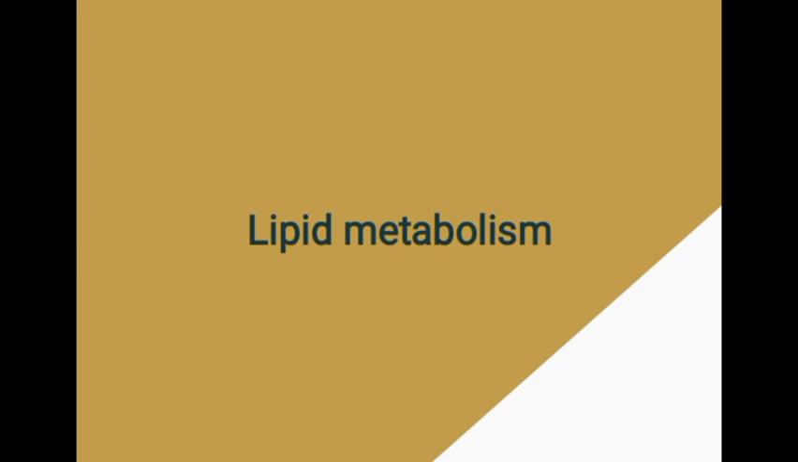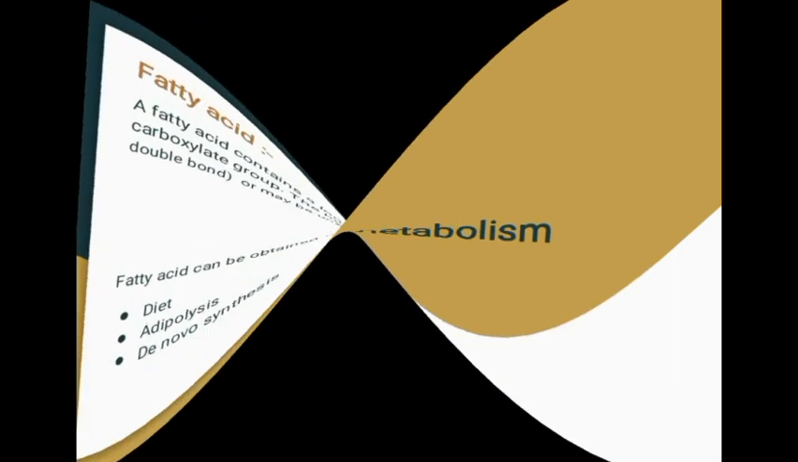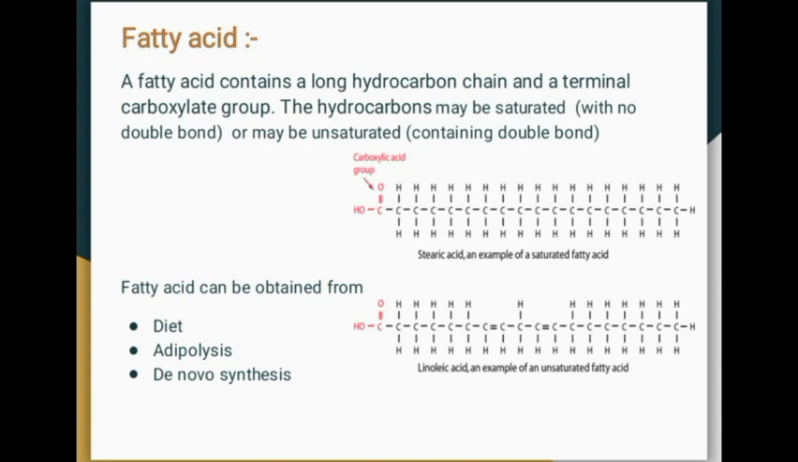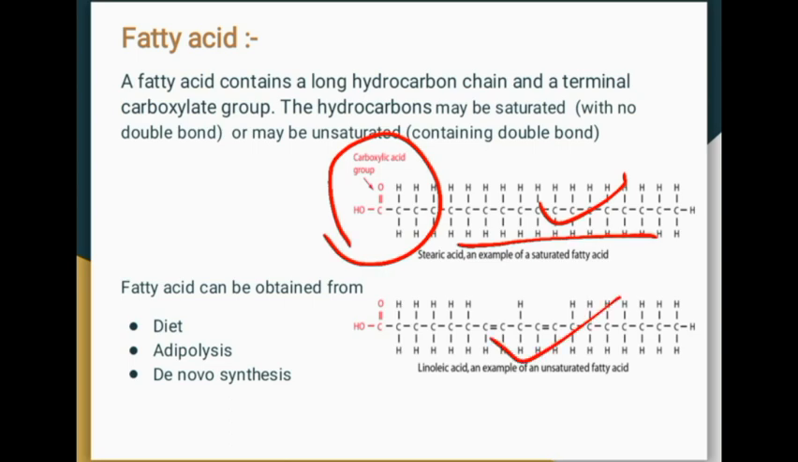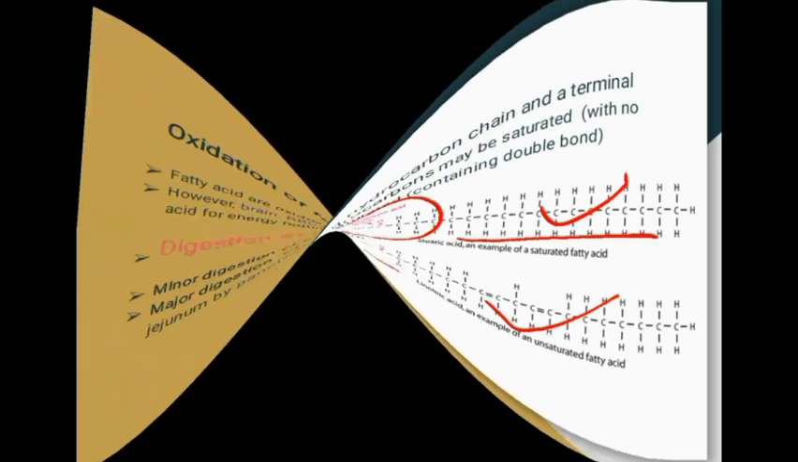Topic of presentation is lipid metabolism. Fatty acids are the derivatives of lipids. Fatty acids contain a long chain hydrocarbon, and on its terminal end a carboxyl group is attached. The hydrocarbons may be saturated with no double bond or unsaturated containing double bond. Fatty acids can be obtained from diet, lipolysis or de novo synthesis.